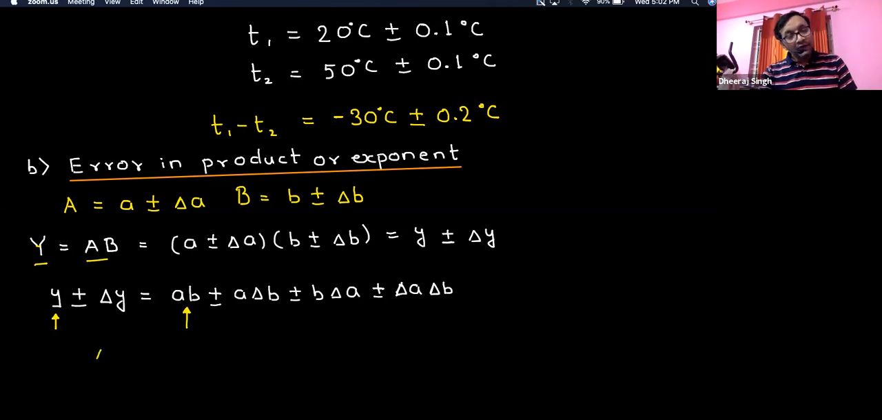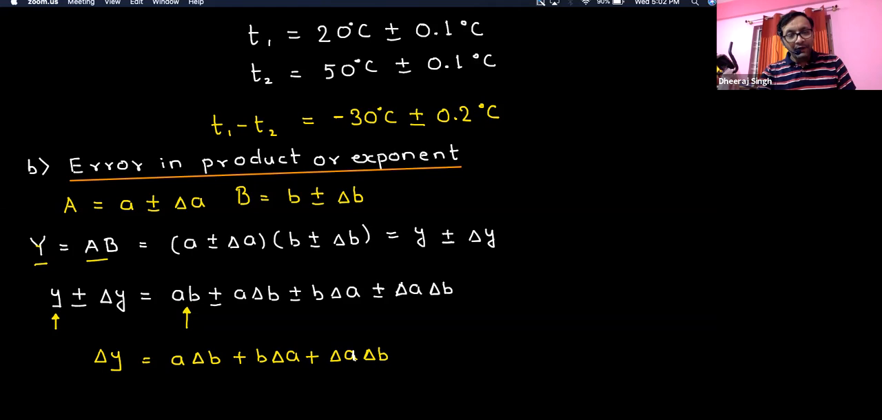Fine. So the maximum value of delta y is A delta B plus B delta A plus delta A delta B. And do you think delta A into delta B will be very small? It will be a very small value. What do you think? Will this delta A into delta B be very small or not?